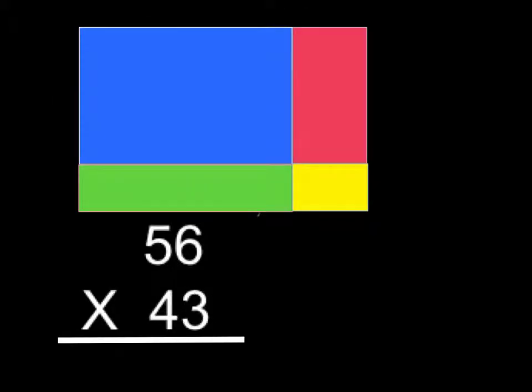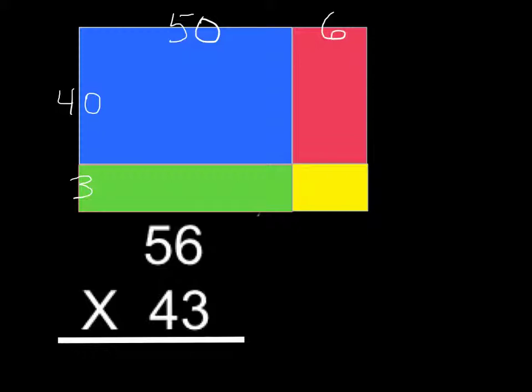The first step in multiplying 56 times 43 in the array method is to take that first factor of 56 and place it into its expanded form, 50 plus 6. We then expand 43 into 40 plus 3. The next step is to find the two largest factors, 50 times 40.